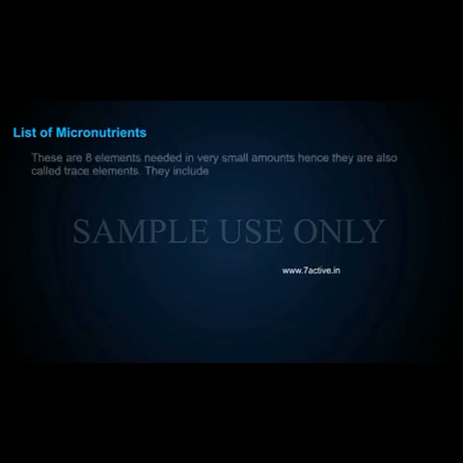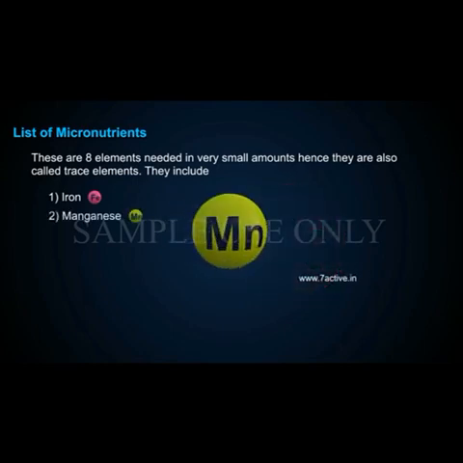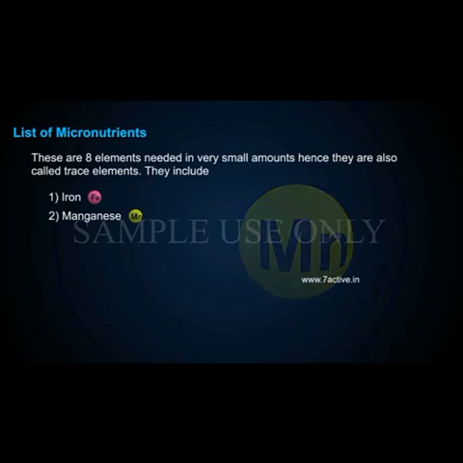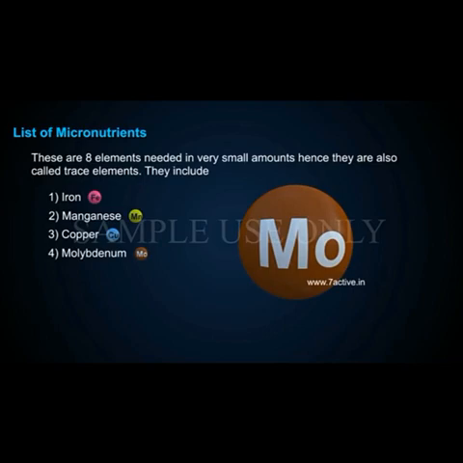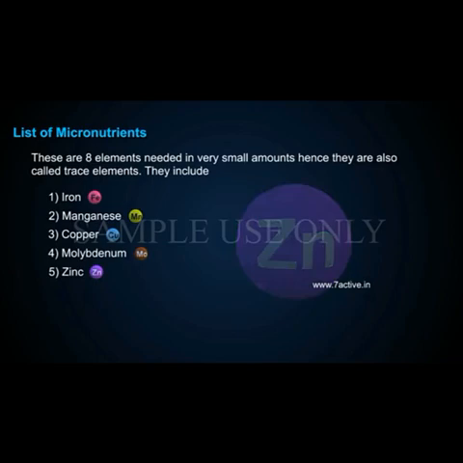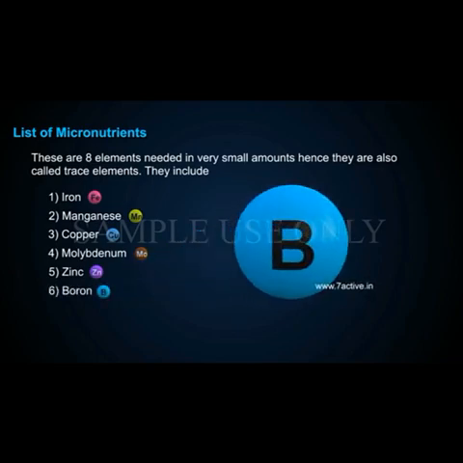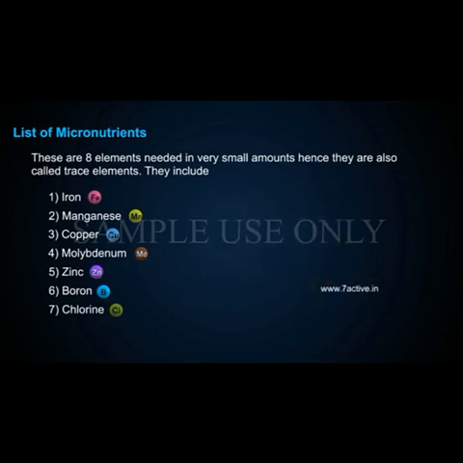Now the list of micronutrients. These are 8 elements needed in very small amounts. Hence they are also called trace elements. So these trace elements include iron, manganese, copper, molybdenum, zinc, boron, chlorine, nickel.